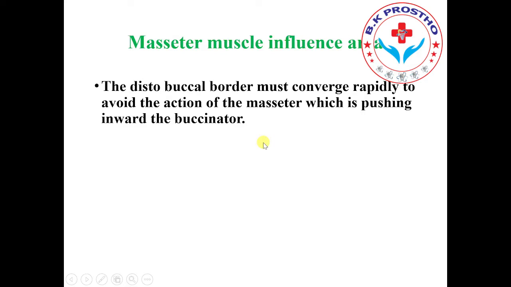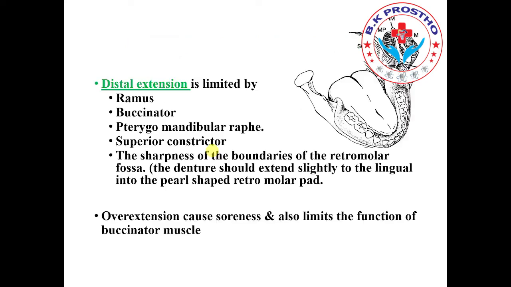Masseter muscle influence area. The fibers of the masseter muscle have a vertical orientation, so the distal buccal border must converge rapidly to avoid the action of the masseter, which pushes the buccinator inward. The masseter comes into contact when we ask the patient to close the mandible while we exert pressure over the chin area.